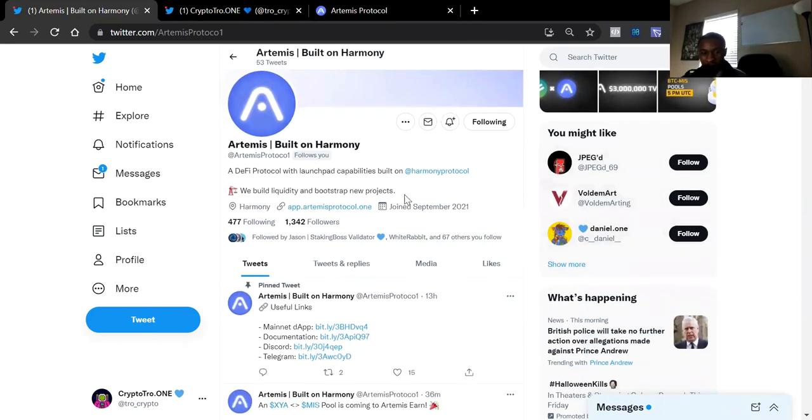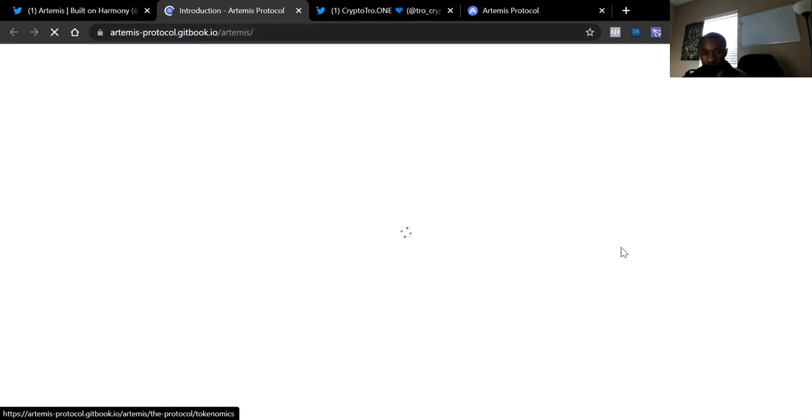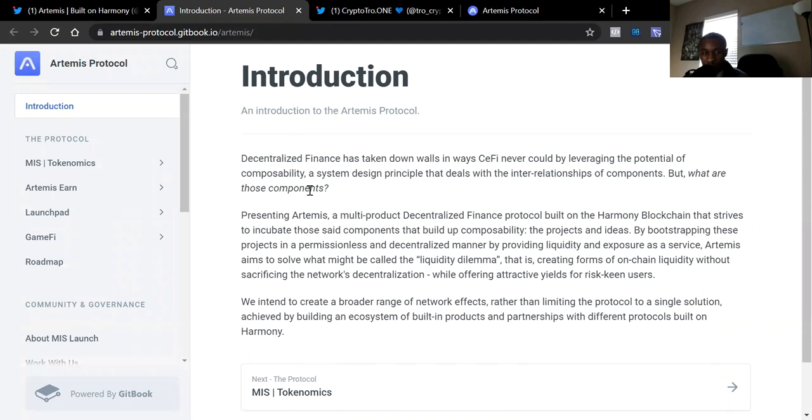So let's get into the actual website. Now, matter of fact, let's go read the white paper one time. I'm not going to read the entire white paper. I'm just going to give you a basic overview of what it's saying, but I'm not going to go into the entirety of it. If you want to, you can go to the ARTEMIS Twitter page. It's ARTEMIS Protocol 1, and you can go down in their pinned tweet. You can click on documentation, and that's where you can find the white paper. So this is pretty much the white paper.